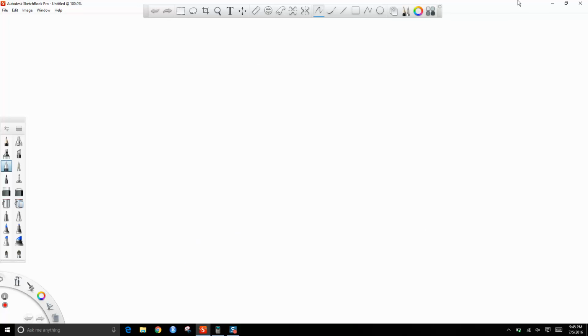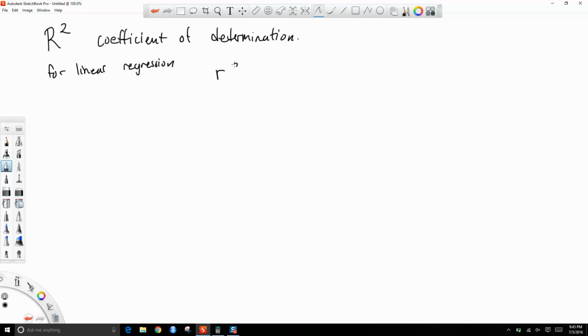Okay, and the last topic here is something called R squared. This is called the coefficient of determination. For linear regression, little r squared is equal to big R squared, okay? For other forms of regression, this is not always the case. And because of this, R squared will always be between 0 and 1.